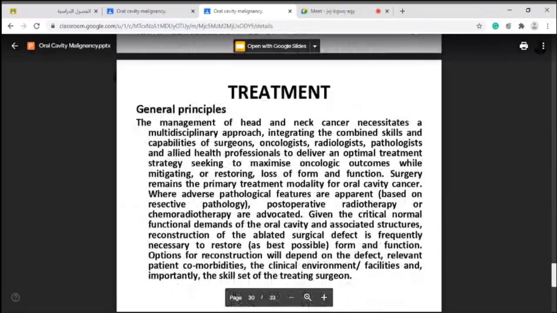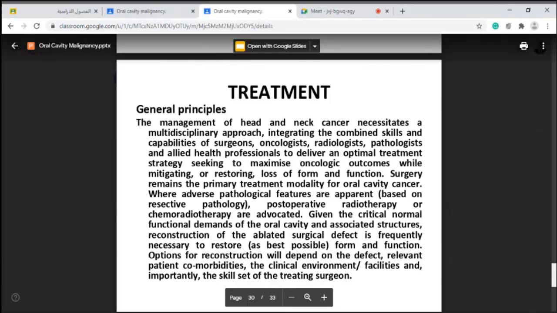Now we come to treatment of oral malignancy. We have general principles. The management of head and neck cancer necessitates a multidisciplinary approach. There is not only one doctor or one specialty involved in the management. We should be a team integrating the combined skills and capabilities of surgeons, oncologist, radiologist for radiotherapy, pathologist, and allied health professionals to deliver an optimal treatment strategy, seeking to maximize oncological outcomes while mitigating or restoring loss of normal form and function.